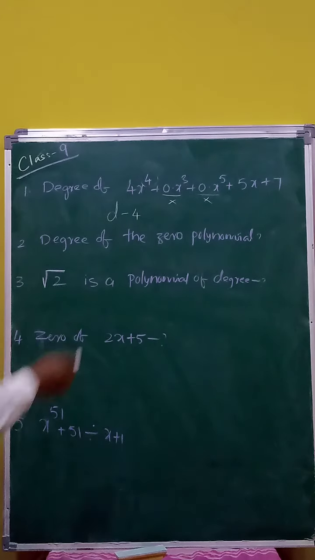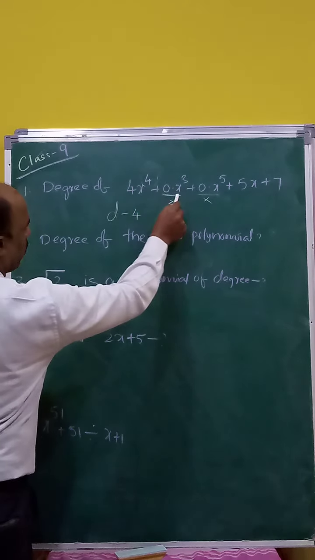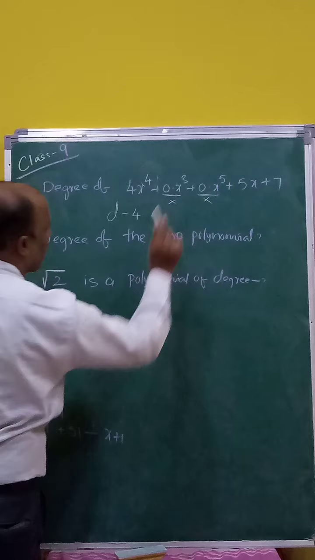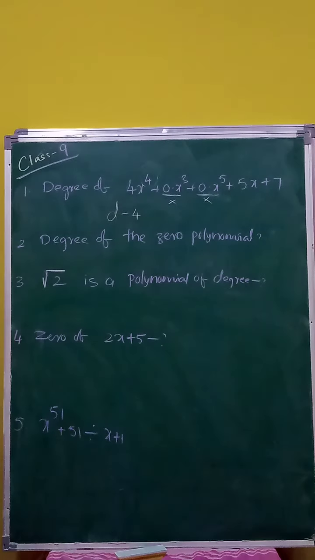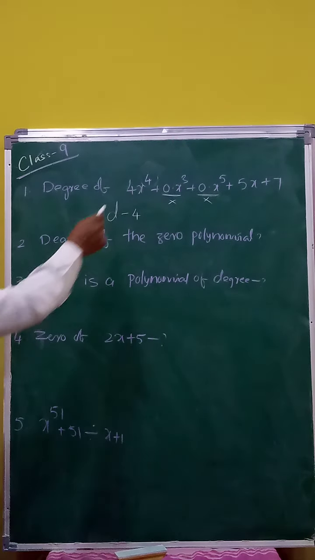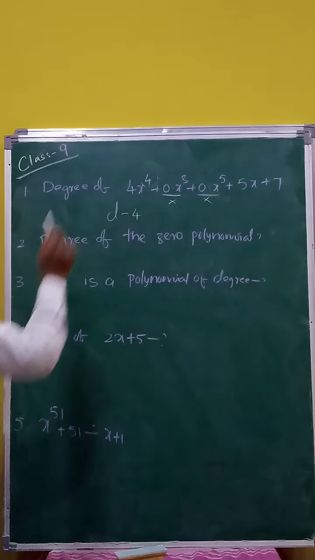Clear, students? The degree is 4. Here 0 into something is totally 0, that's why we are not taking it. We have only 4x⁴ + 5x + 7, and in that the highest power is 4. That's why the degree is 4.